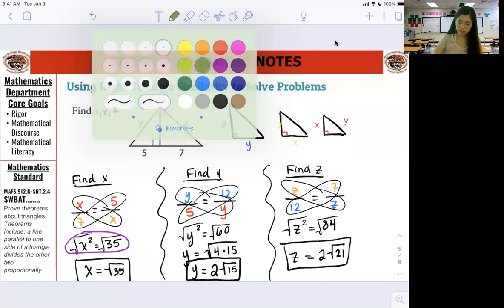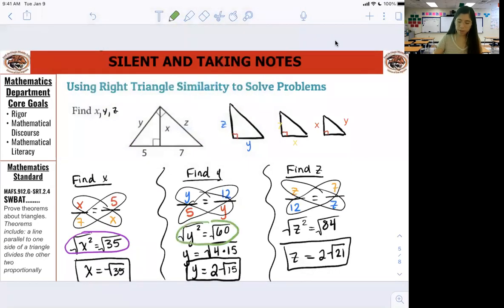Let's look at here. We had y squared equals 60. Y is over here. Now, where did we get 60 from? What did we multiply to get 60? Oh, 5 times 12. So 5 times 5 plus 7. Right, 5 plus 7. So 5 times 5 plus 7.